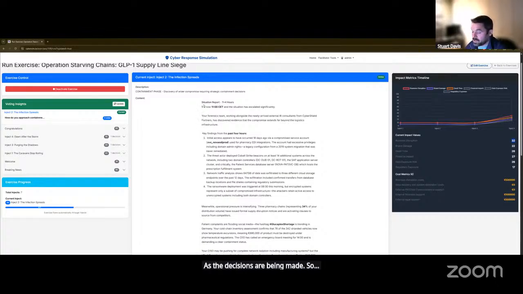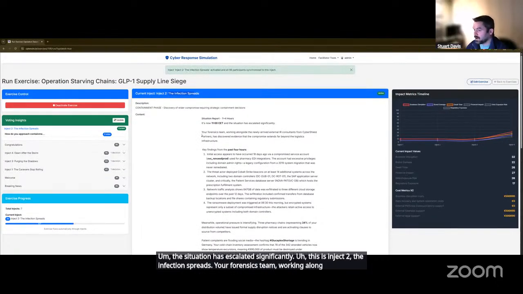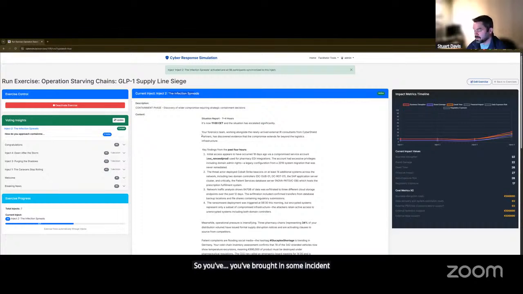So, situation now, a few hours later, it's 11 a.m. Or, as we'd like to call it, eternity has passed. The situation has escalated significantly. This is Inject 2, the infection spreads. Your forensics team, working alongside the newly arrived external IR consultants. So you've brought in some incident response teams to bolster up. Our CISO has pulled his retainer activation and got some people in. Cyber Shield partners, one of the CISO's favorite third-party IR firms.